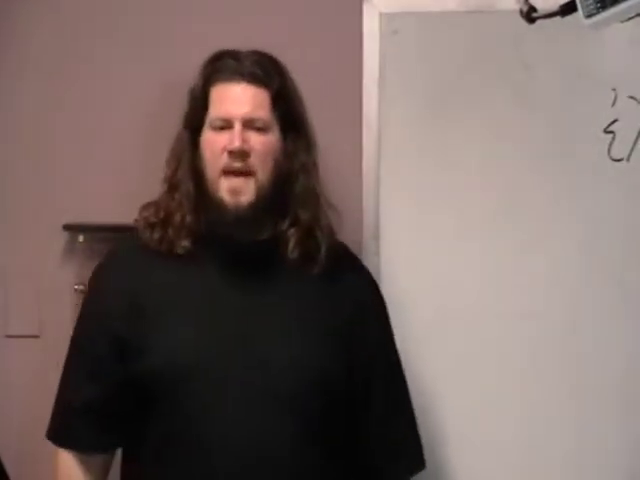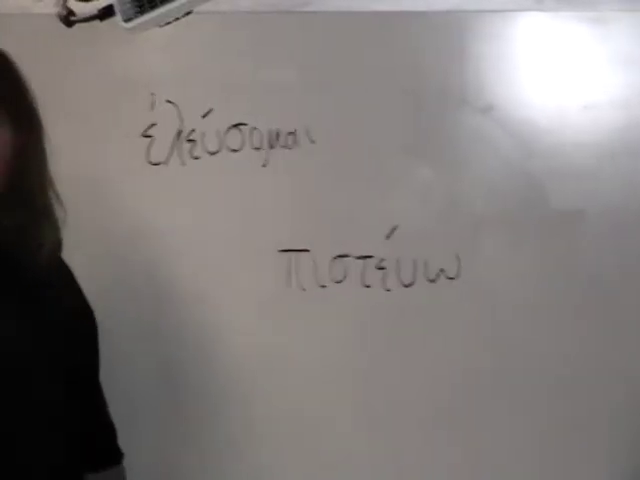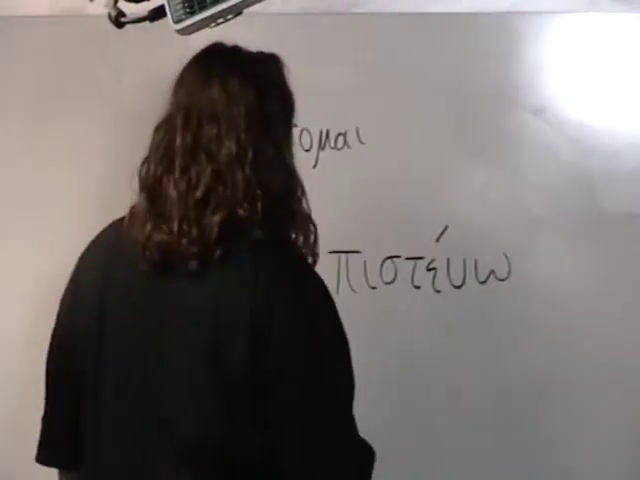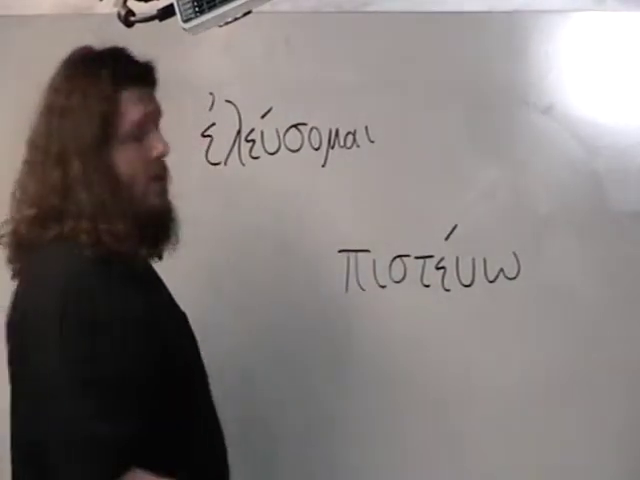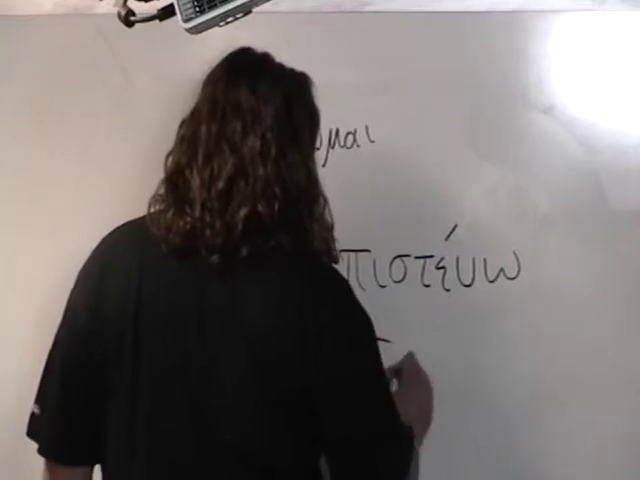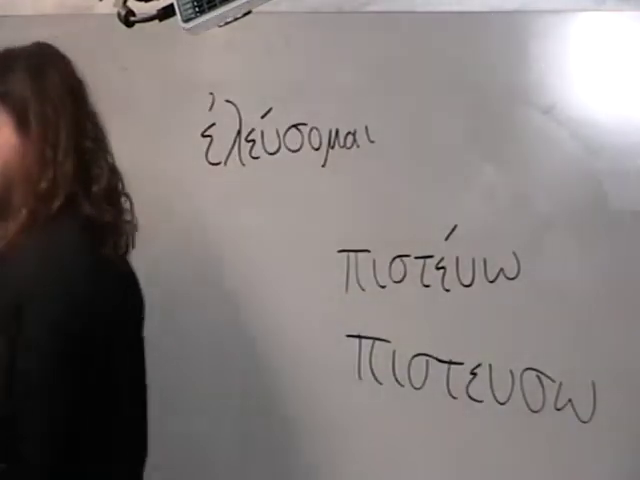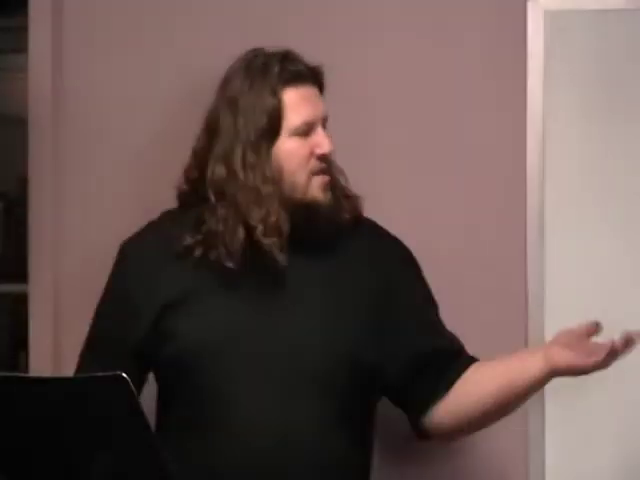If you wanted to make that future, but you didn't have the principal parts memorized, but you know pisteuo, you know it means to believe, you know it's a verb, what would you guess to make it future? Sigma. Well, where? How would you spell it? Or you could just pronounce it. Pisteuso. Yep, you're going to put that sigma right before the omega. Pisteuso. Because that's the tense formative, is that sigma that lets you know. So that's what you're going to guess.